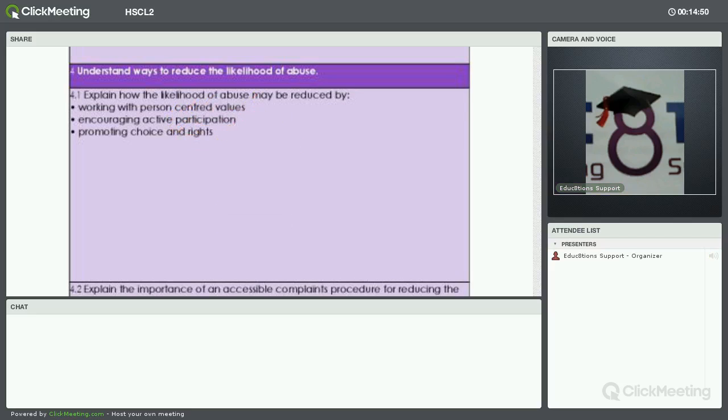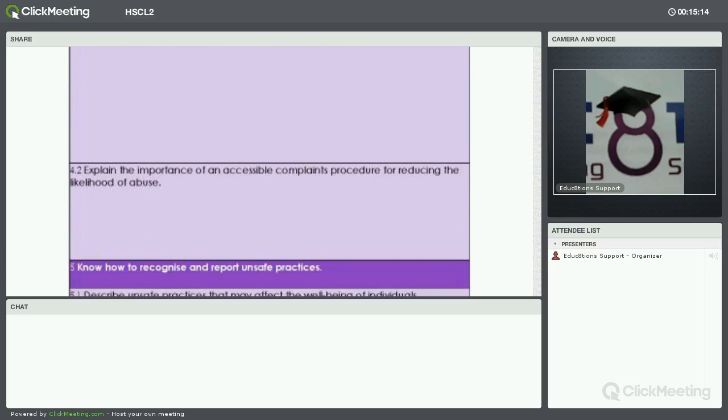But you'd be looking at a decent answer, and you must cover each point if you're going to do it as one. Otherwise, just take them separately and tell me how the likelihood of abuse could well be reduced if you're working with person-centered values. Okay, then do that, and then do exactly the same for the next 2.